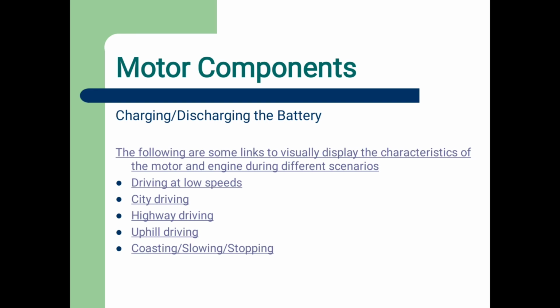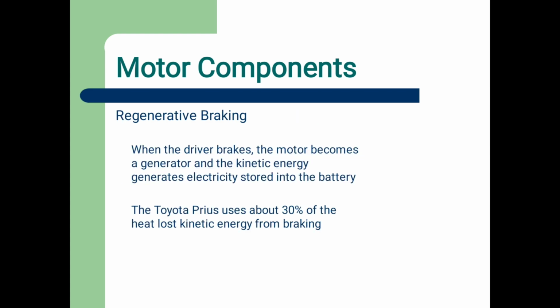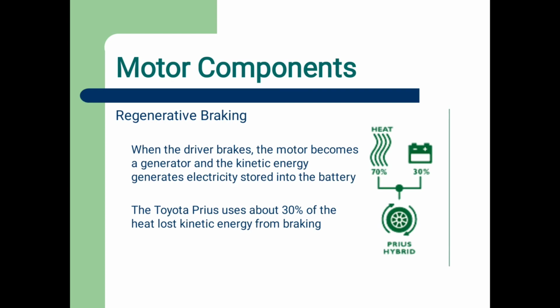The following are some links to visually display the characteristics of the motor and engine during different scenarios. The first is driving at low speeds, city driving, and highway driving. The fourth is uphill driving, coasting, and slowing and stopping. Regenerative braking: when a driver brakes, the motor becomes a generator and the kinetic energy generates electricity stored in a battery. The process uses 30% of the heat lost as kinetic energy from braking.